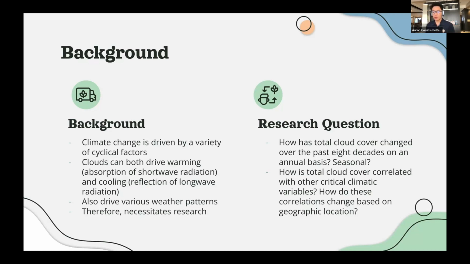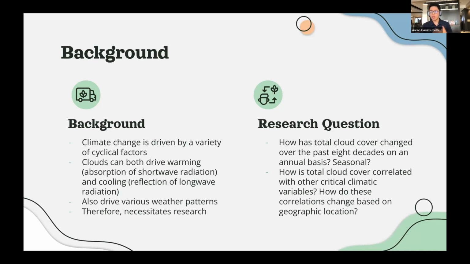But that's mainly because they're both physically complex to model and they have a significant impact on warming. They can drive both warming through absorption of shortwave or thermal radiation, but they can also drive cooling through the reflection of long-wave radiation, which is also light. And it goes without saying that clouds are integral in a variety of meteorological processes, therefore necessitating this research.